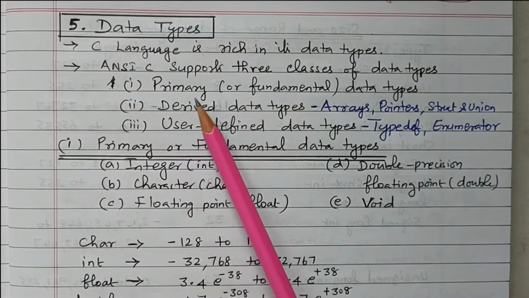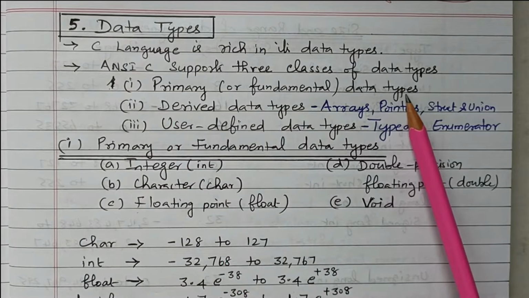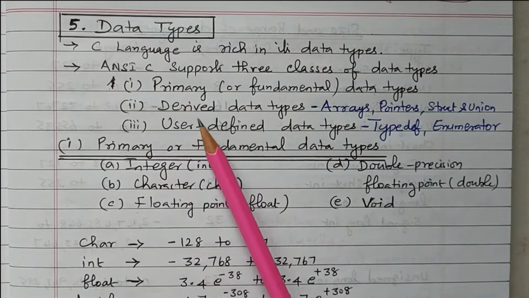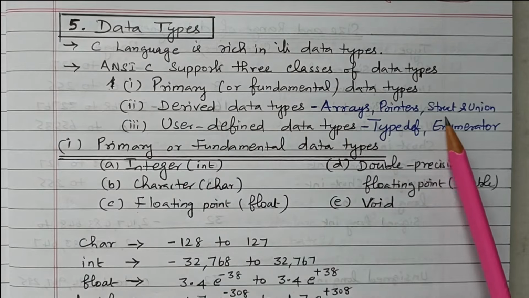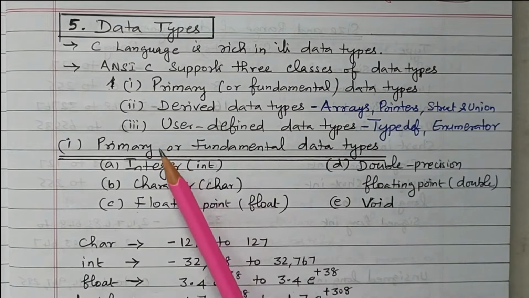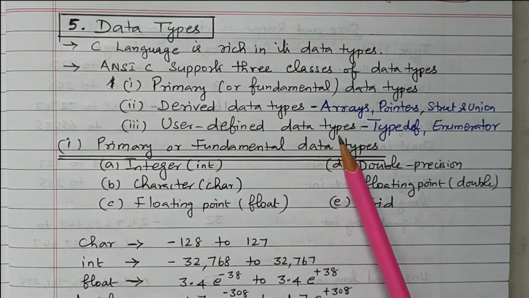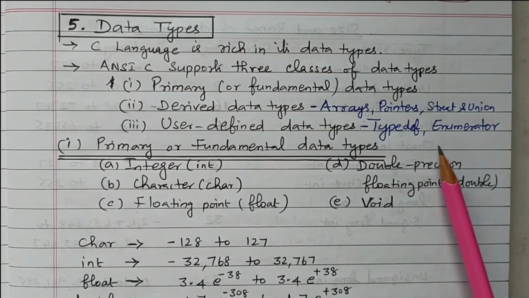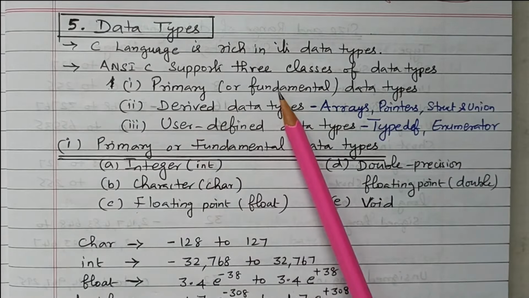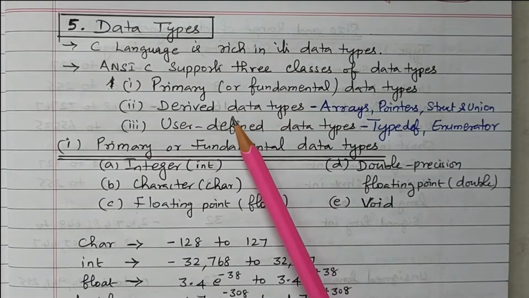The first one is the primary or fundamental data type. The second one is the derived data type, that is arrays, pointers, structures and unions. The third one is the user defined data types, that is typedef and enumerator. There are n number of data types available.